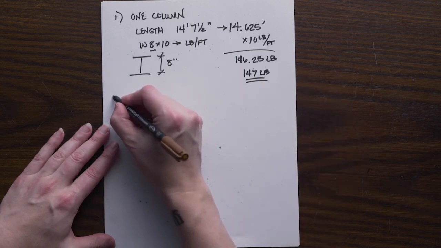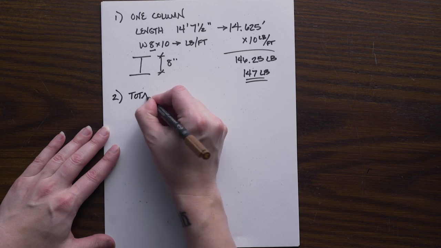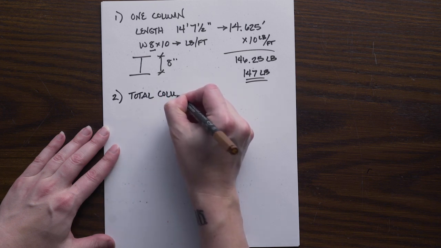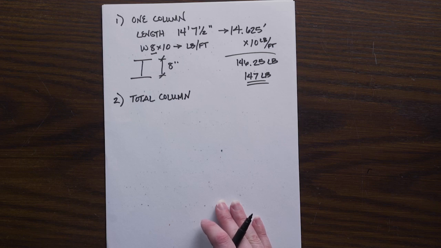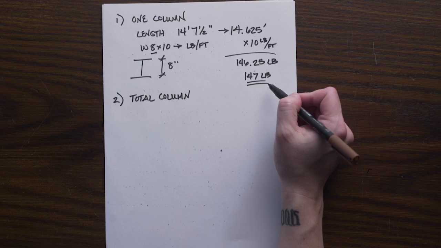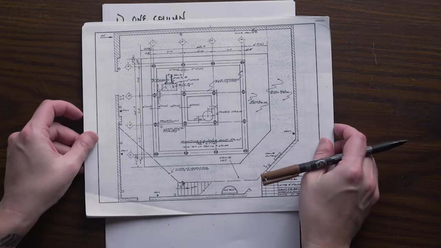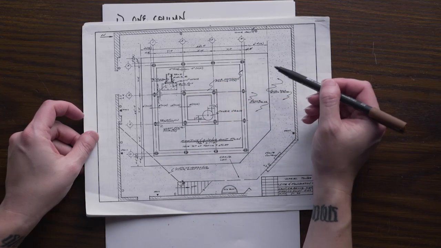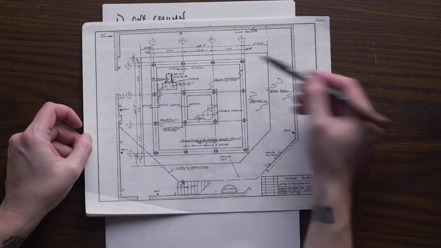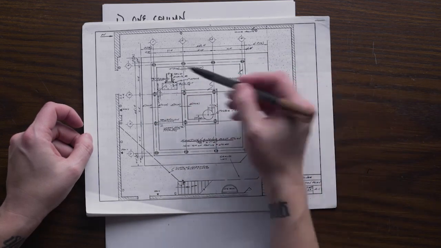Number 2 then asks, what is the total weight of all of our columns? So this is simply figuring out how many columns we have, and then we are going to multiply that by the weight of each individual one. It's a simple counting item at this point because we don't have that many. It could be a repetitive member item if we had a very large structure with a lot of columns, but we can simply look at this and see it's a grid pattern.